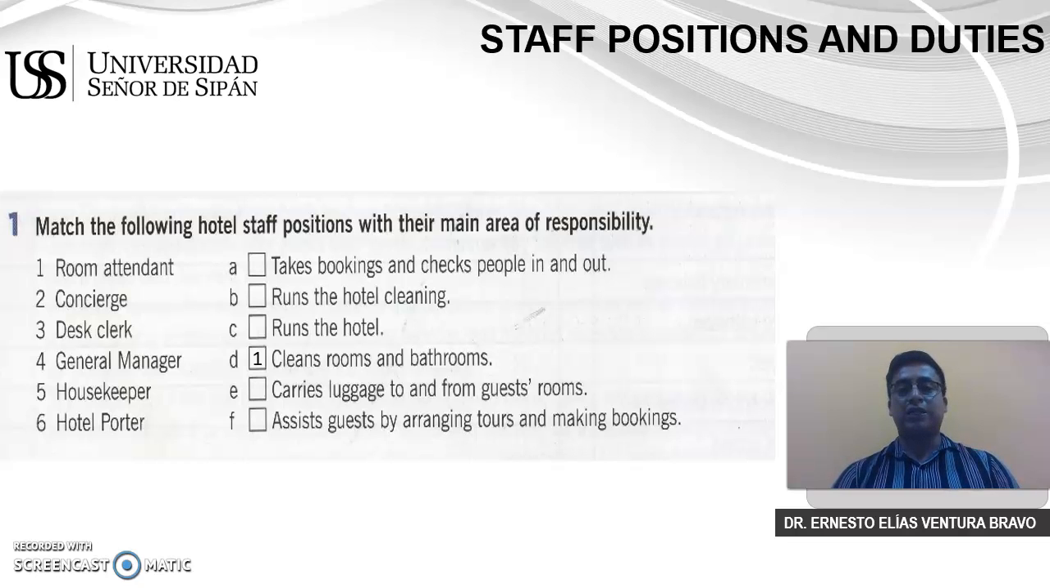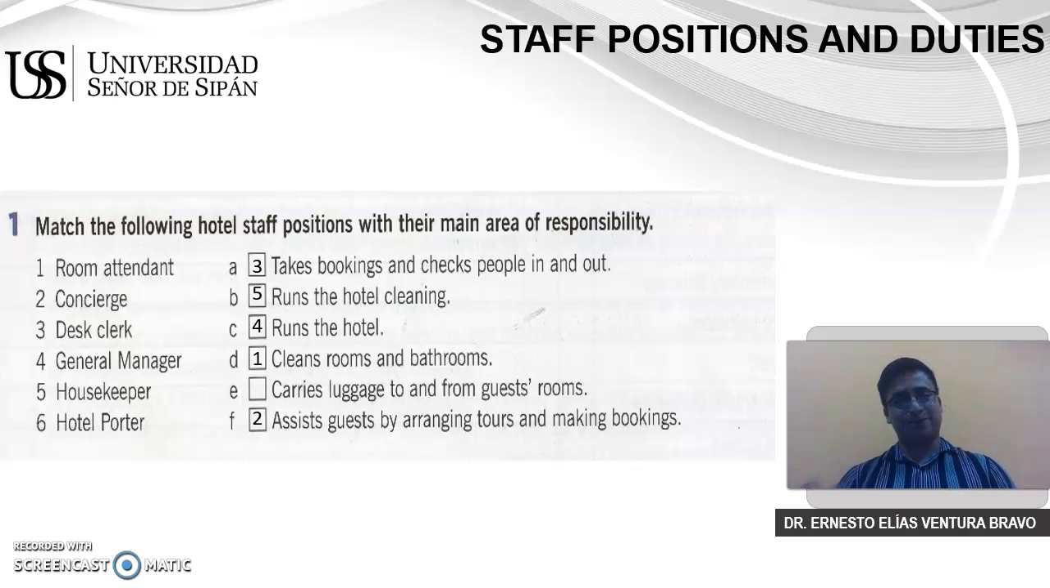What about the concierge? What is his responsibility? That is letter F. Assist guests by arranging tours and making bookings. What about the desk clerk? What is his or her responsibility? So in this case, it's letter A. They take bookings and check people in and out. What about the general manager? The general manager is responsible to run the hotel. What about the housekeeper? The housekeeper is the person who runs the hotel cleaning.